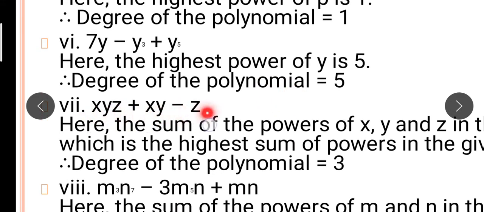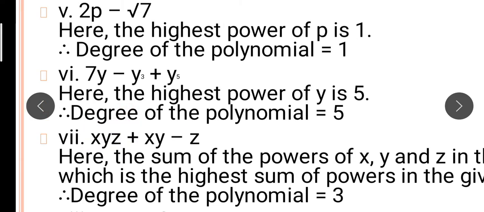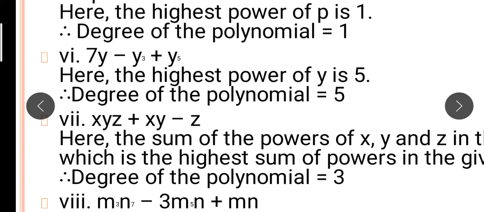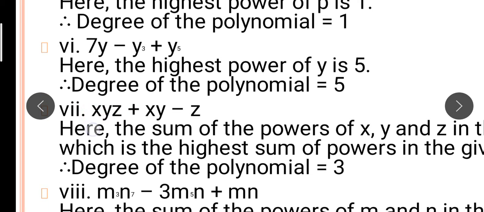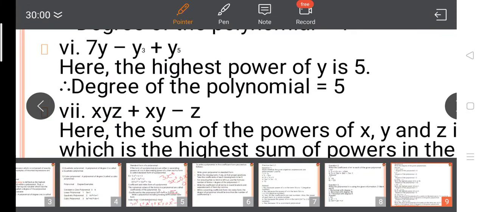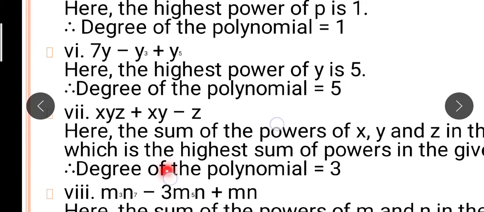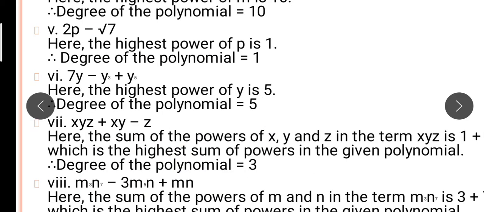xyz plus xy minus z. This is one term having 3 variables. So every variable has degree 1. If a situation like this is there in the question, add the degrees of all variables in one term. So x raised to the power 1, y is 1, z is 1. So degree of this term is 3. Degree of the term xy is 2 and z is 1. So which one is the highest degree? 3, and therefore the degree of the polynomial is 3.